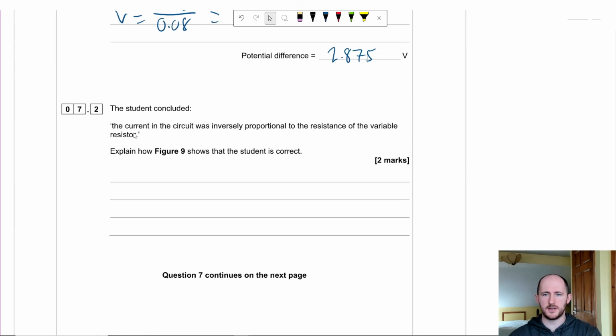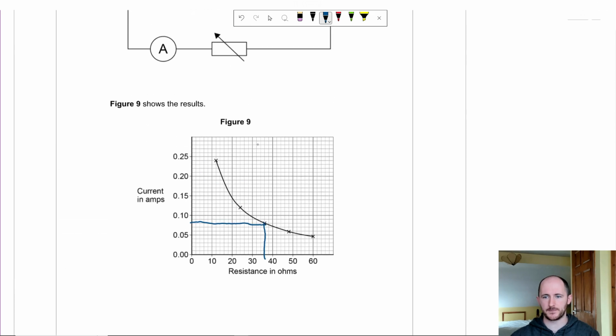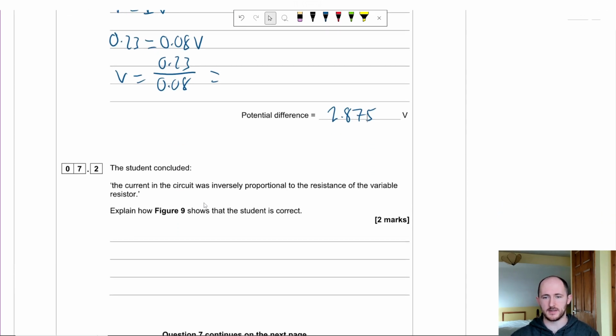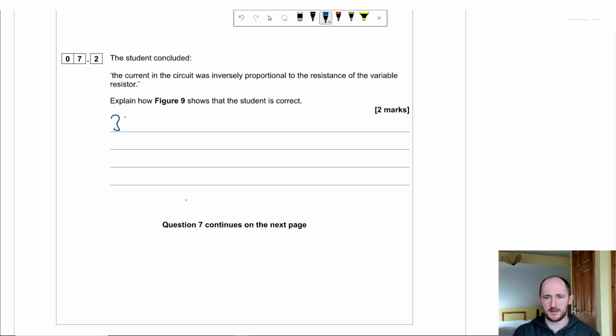But the student concluded the current in the circuit was inversely proportional to the resistance of the variable resistor. How could we check? Well, if they are inversely proportional, that means as one increases, the other decreases, right? So we have a seesaw effect. It means that if we take values from the graph and multiply them, they should give us the same constant. So let's use this one as the first one. We have 36 and 0.08. What do we get when we times those together?